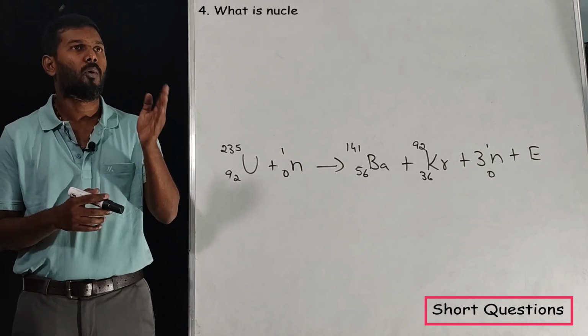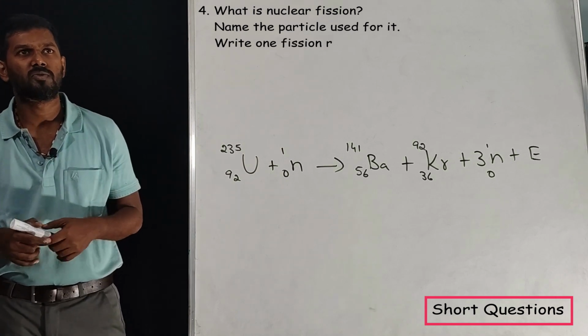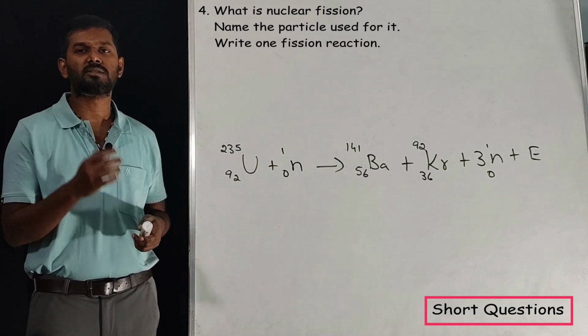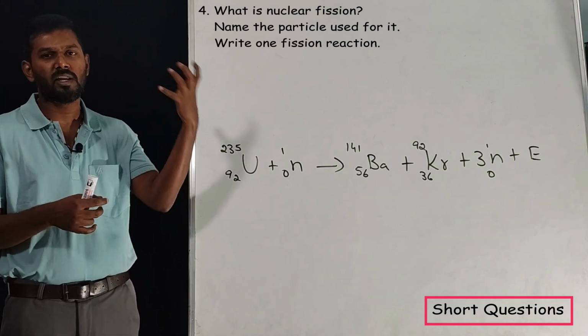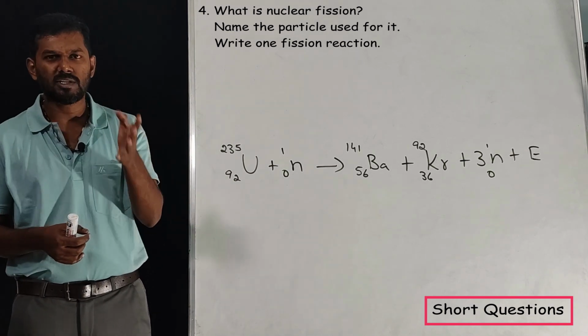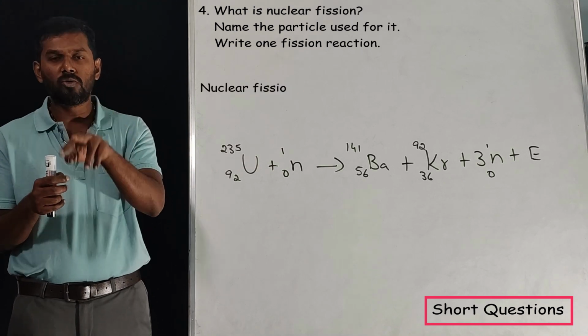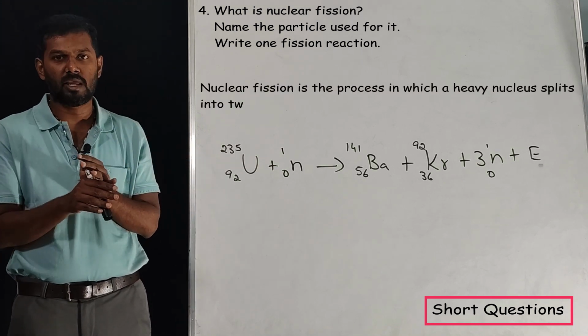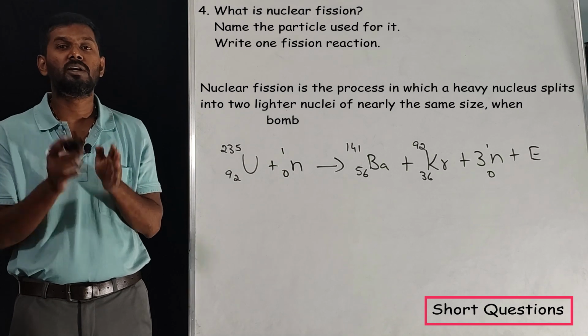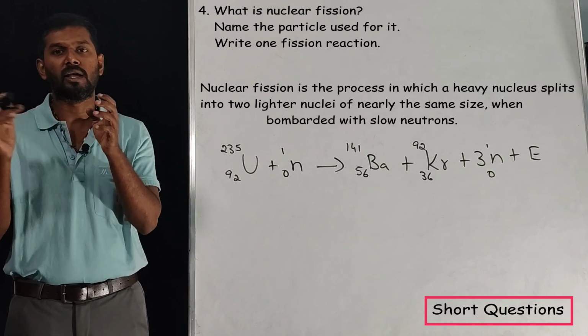Our next question: what is nuclear fission? Name the particle or substance used for it. Write one fission reaction. Very simple question. This is what we have learnt in the concept video. Listen, what do you mean by nuclear fission? The process in which a heavy nucleus splits into two nuclei of nearly the same size when bombarded with a slow neutron, to release a tremendous amount of energy.